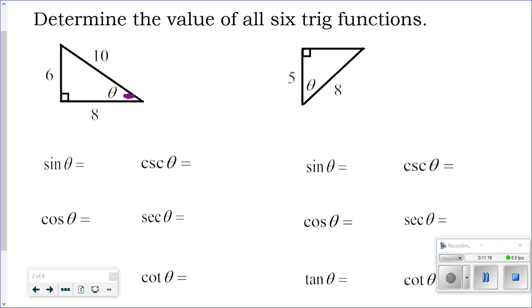So, angle theta, what do I mean by opposite? Angle theta is here. This is the side that is on the opposite side of the triangle from it. So my sine of theta is the side opposite, 6, over the hypotenuse, which is always along the side, over 10. And what do we do? Always reduce. 3 over 5. Always reduce.